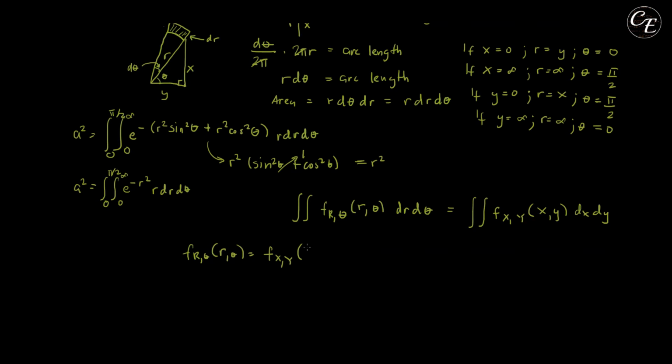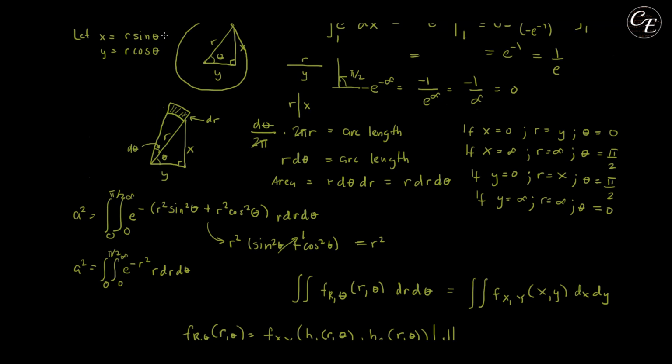we have here an inverse transformation function in terms of r theta, and we have another one because we are dealing with two variables, and we have here the absolute value of the Jacobian. Now for this one, we can have f for x and y, h1 r theta, h2 r theta. h1 is this one, h1, and the second one is h2.